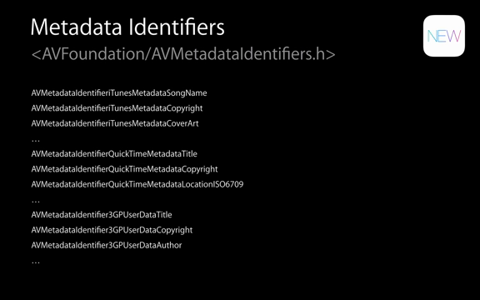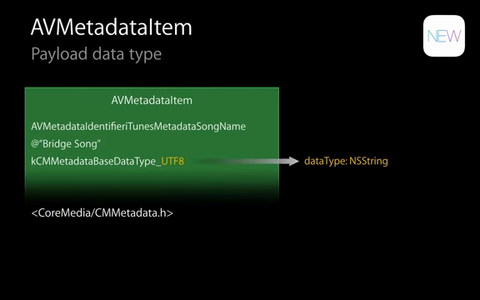So that's just sort of a sampling of the kind of metadata that we already know that you might want to represent. Going back to the metadata item itself, we have a property that's also new called data type, which describes the native data type that your metadata is representing. So for the case of our song name, it's stored as a string, so we see that the data type is a UTF-8 string. And these string constants that represent the different data types are all defined in cmmetadata.h.